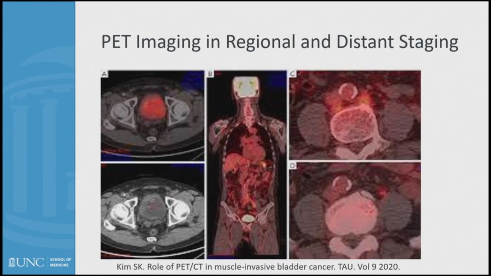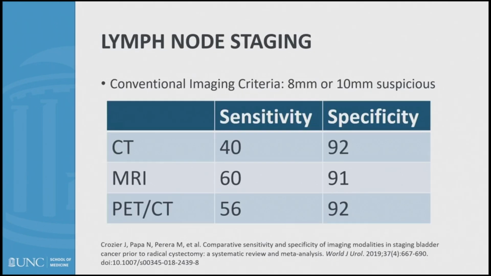Switching gears a little bit in terms of PET imaging for regional and distant staging. When we look at lymph nodes, we've compared CT versus MR versus FDG PET. And you can see here that this is a summary of a meta-analysis that was done using the standard criteria of either 8 or 10 millimeters as a suspicious node. And generally speaking, on average, the sensitivity is fairly comparable between CT, MR, and FDG PET, and the specificity is often overlapping in these 3 different imaging modalities.